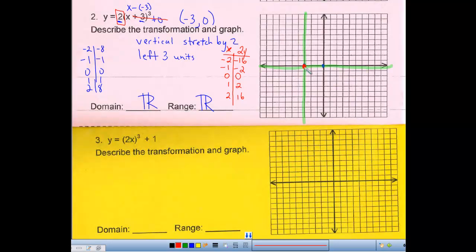So from our starting point, I'm going to go out negative 2, down negative 16, which is somewhere down here. Out negative 1, down negative 2. To the right 1, up 2. And to the right 2, up 16, somewhere up here. This graph, if I just look at my old starting point and my new starting point, it only moved to the left 3 units.